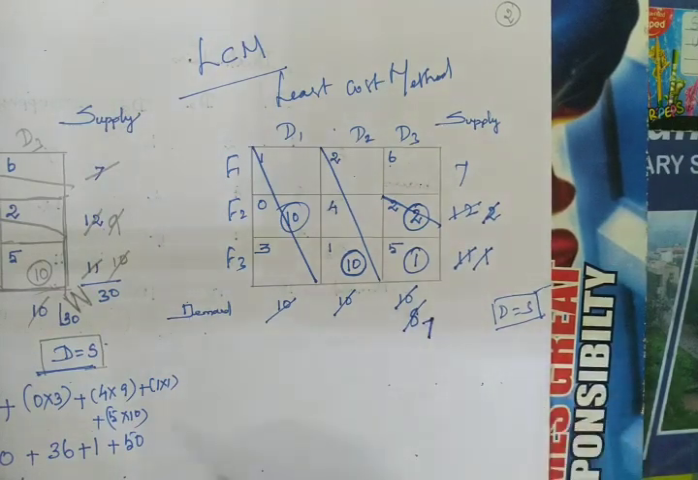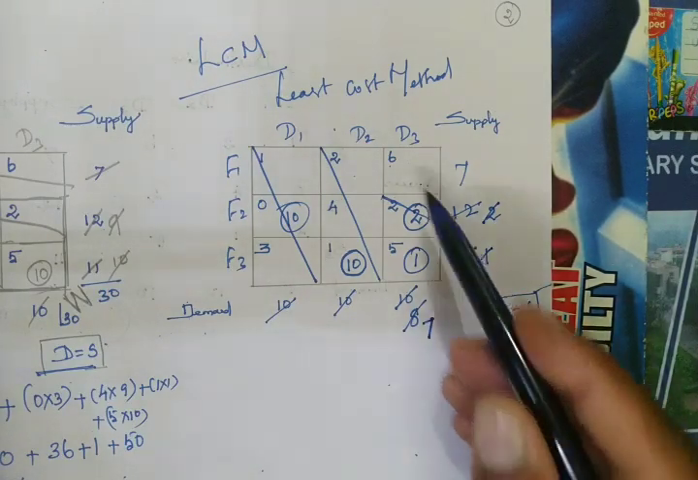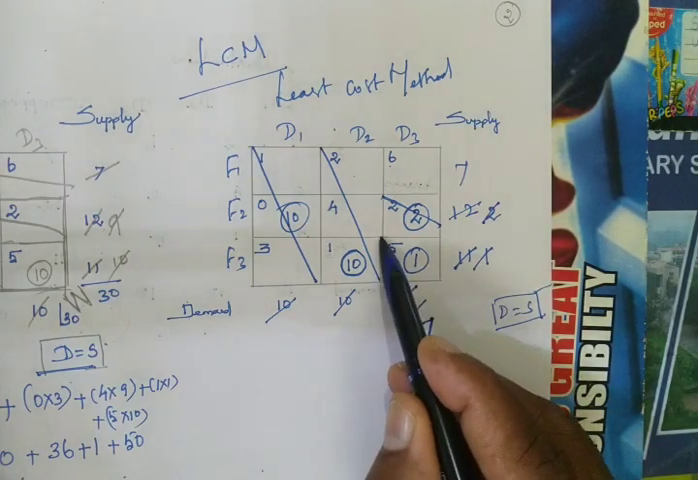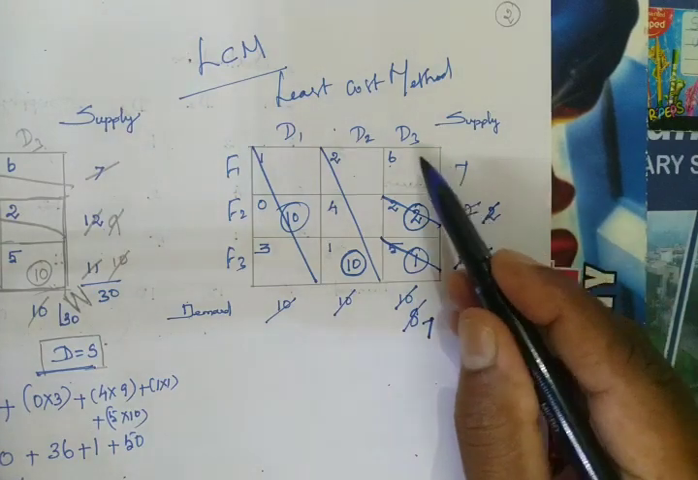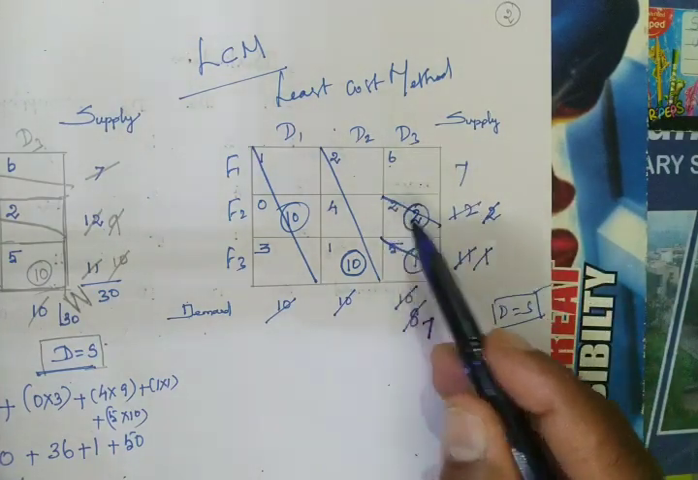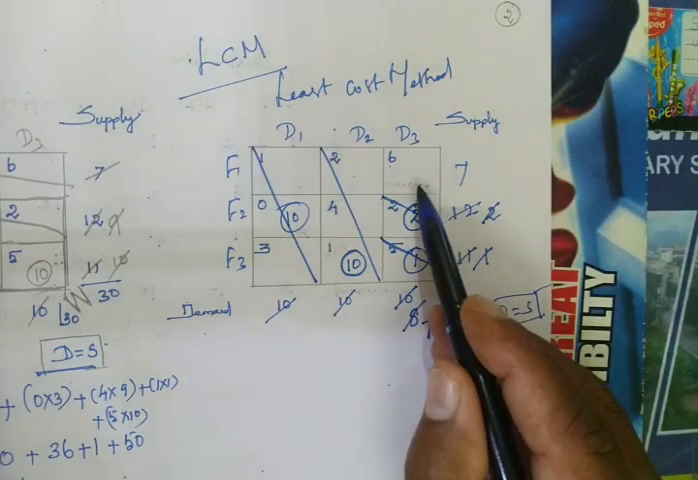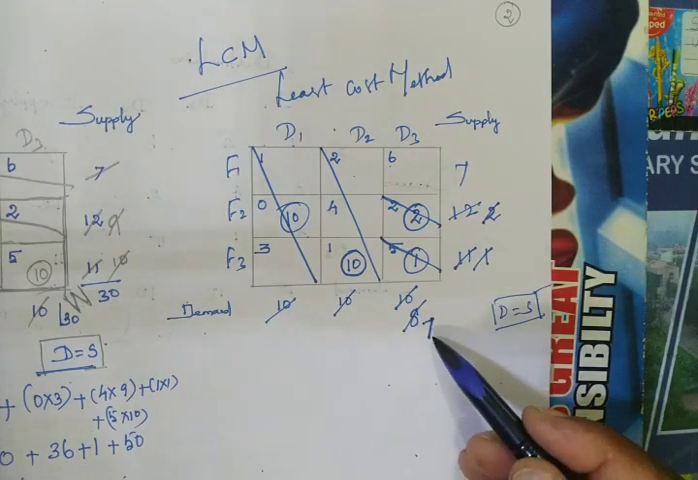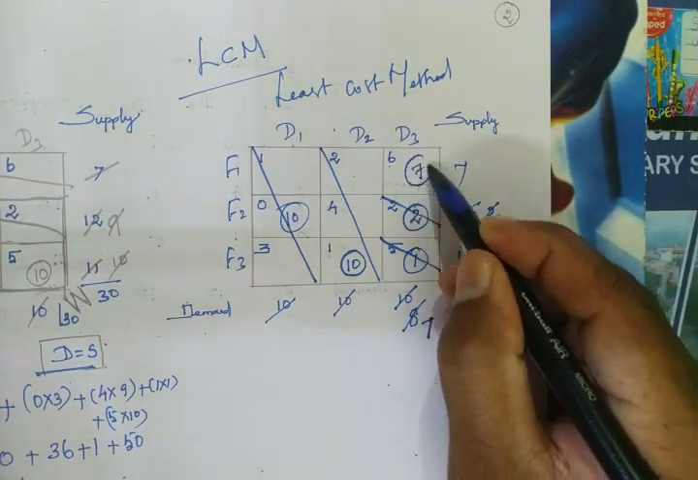Demand is what? 7. Now you check whether the factory part is over or the destination part is fully over. Here the factory is over. That's the reason you remove the factory part F3 from the problem. Only one cell is remaining, that is 6. You check the demand is what? 7. Whose corresponding available level is what? 7. If the demand is 7, the available level is also 7. You can supply 7 here in the cell.